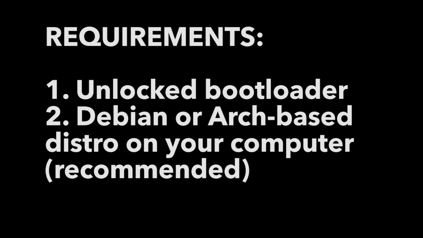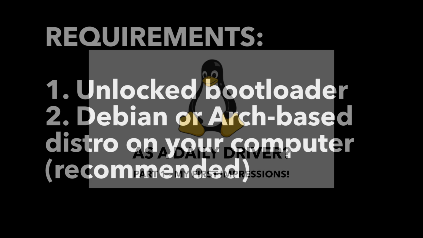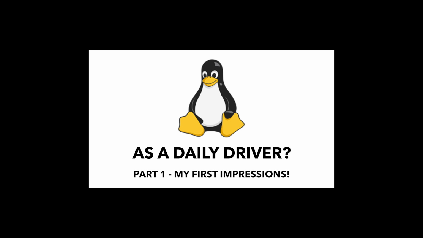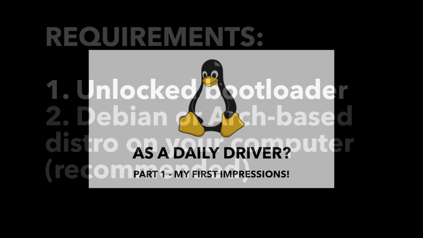All links to things that I use will be made available in the description. Before you start, you will have to have an unlocked bootloader. You also will have to have a Linux distro, preferably Debian or Arch based, on your computer, and you can watch my previous video on how I set up Ubuntu 20.10 on my laptop in the cards above to find out how to install and configure a Linux distro on your computer.